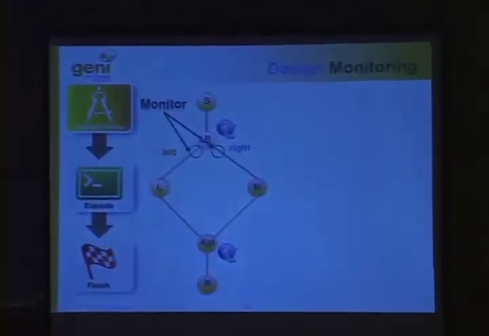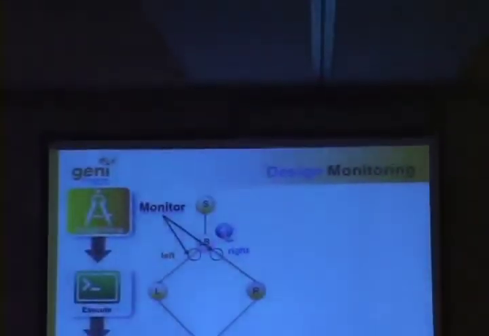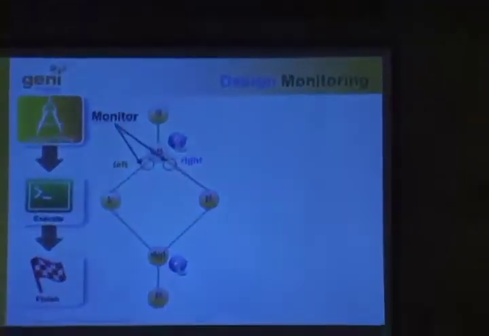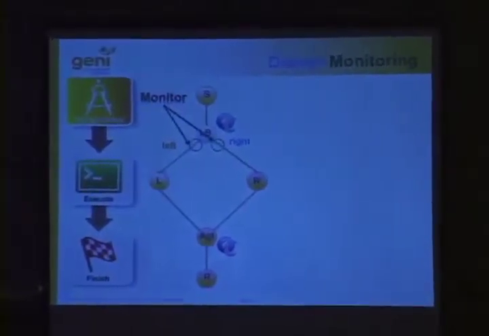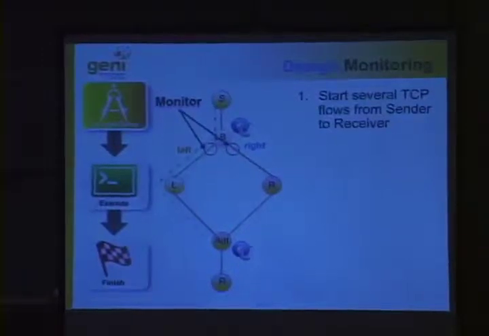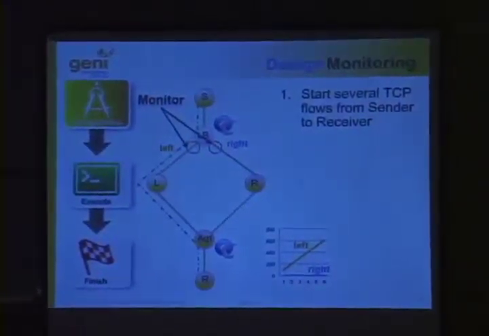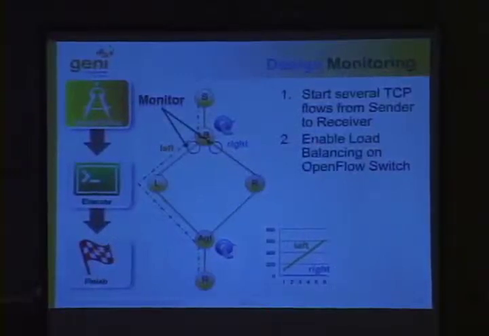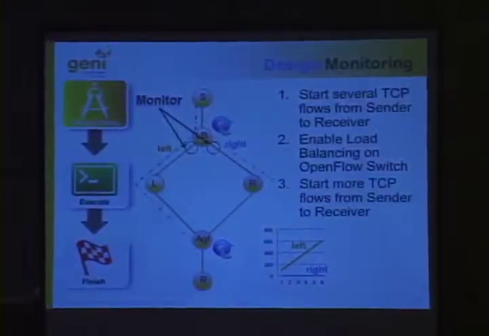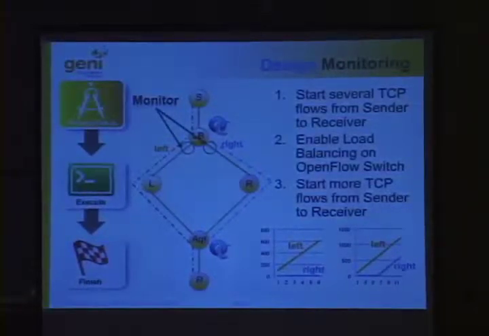As I mentioned earlier, we also want to monitor our experiments. In this case, we are going to monitor the two interfaces on the load balancer, corresponding to the left and right paths. When we start TCP flows from the sender to the receiver initially, we expect to see that all the traffic is sent out through only one of the paths. As we enable our load balancer and send more TCP flows from the sender to the receiver, we expect to see traffic also coming out from the right path.